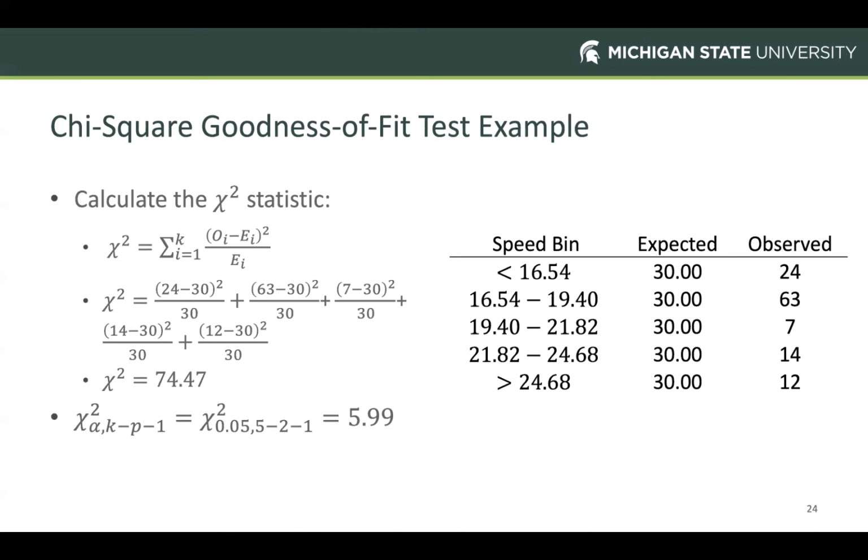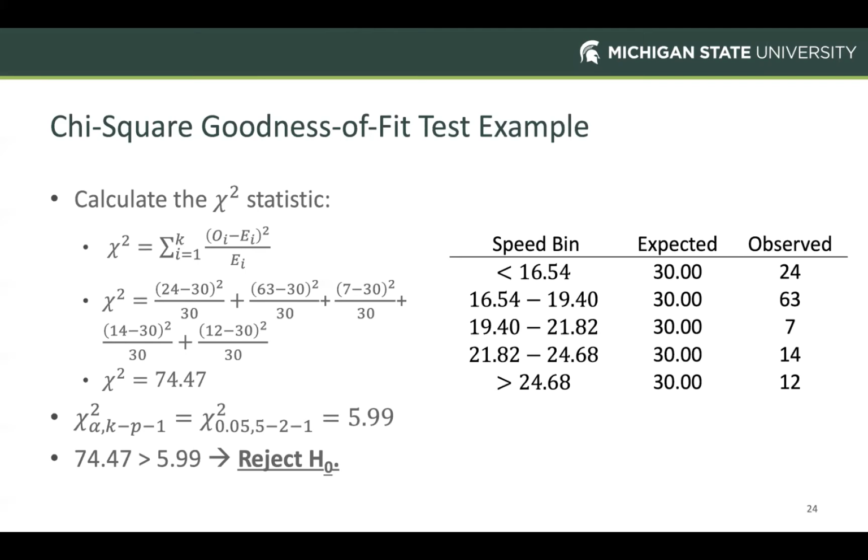And so our critical chi-squared value for the upper 5% of that distribution with 2 degrees of freedom is going to be equal to 5.99. And so our calculated test statistic is well beyond our critical value. And consequently, in this instance, we're going to reject the null hypothesis and claim that these data do not appear to be well approximated by a normal distribution. Okay. And so that is basically a quick introduction to the chi-squared test.